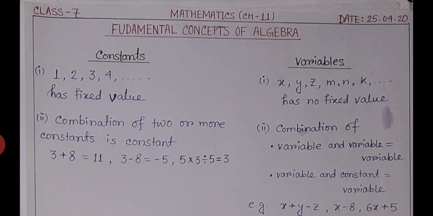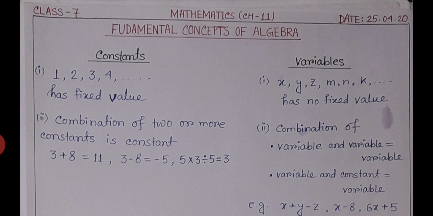Remember, the combination of two or more constants is also a constant. For example, 3 plus 8. Here 3 is a constant and 8 is also a constant. And if we add 3 and 8, we shall get 11. It is also a constant. If we subtract 8 from 3, we shall get -5, which is also a constant.